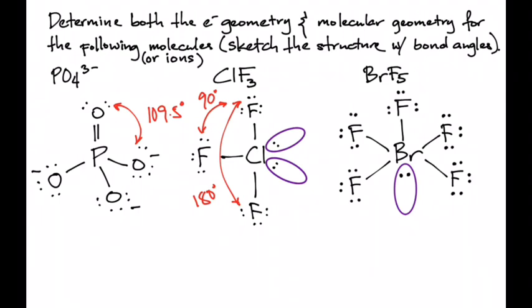So this is an octahedral electron geometry with square pyramidal as the molecular geometry. And the bond angles between the fluorine atoms, for example, these 2 fluorine atoms right here will be a 90 degree angle, and the bond angle between 2 opposite fluorine atoms will be 180 degrees.